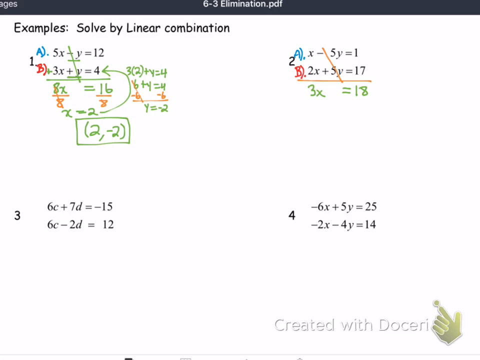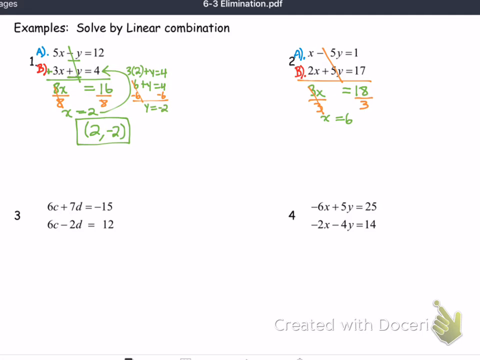If you recognized it correctly, you'll notice that the y coefficient has a negative 5 and a positive 5, so when you add those up and down, those actually cancel. And if you continue to add everything else, you get 3x is equal to 18. And then go ahead, take a moment to solve for x. After you solve for x, I got x equals 6.